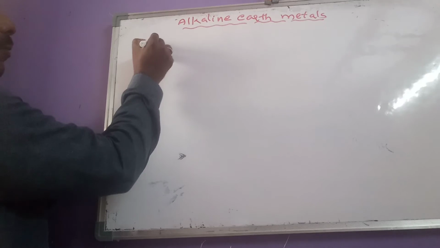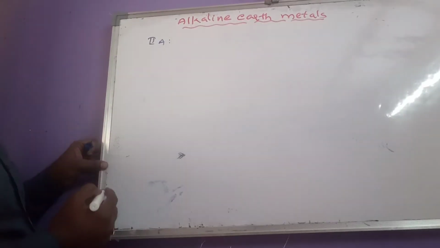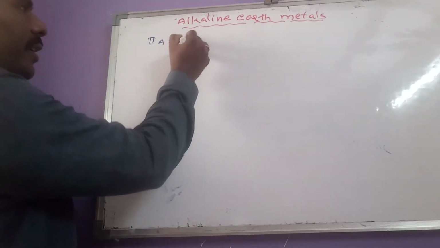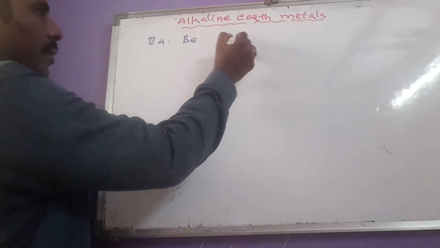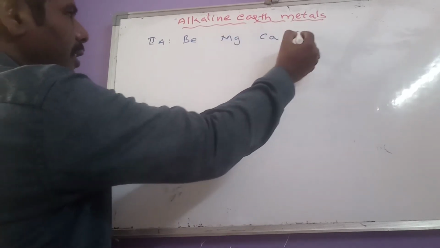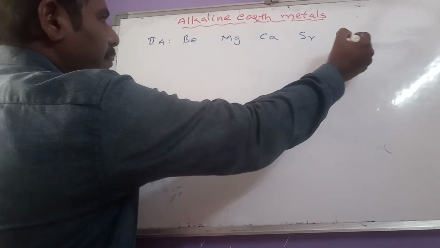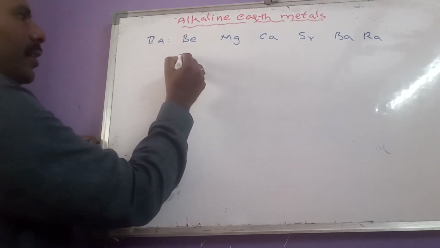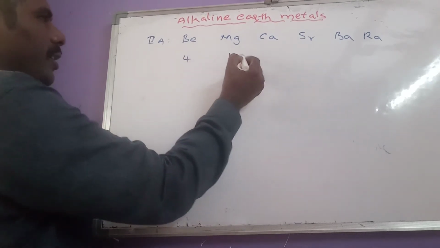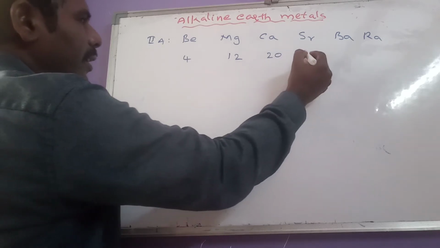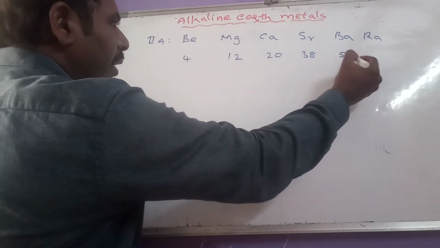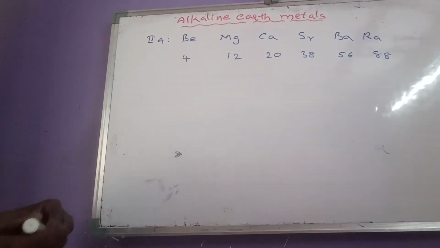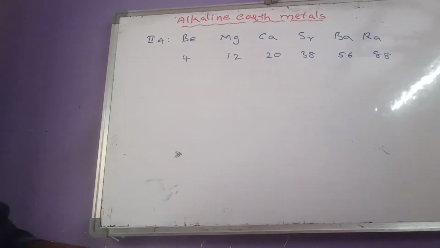In the periodic table, second A group elements are called alkaline earth metals. What are those elements here? Beryllium, magnesium, calcium, strontium, barium, and radium. What are the atomic numbers here? Beryllium 4, magnesium 12, calcium 20, strontium 38, barium 56, radium 88. These are the atomic numbers of these second A group elements.